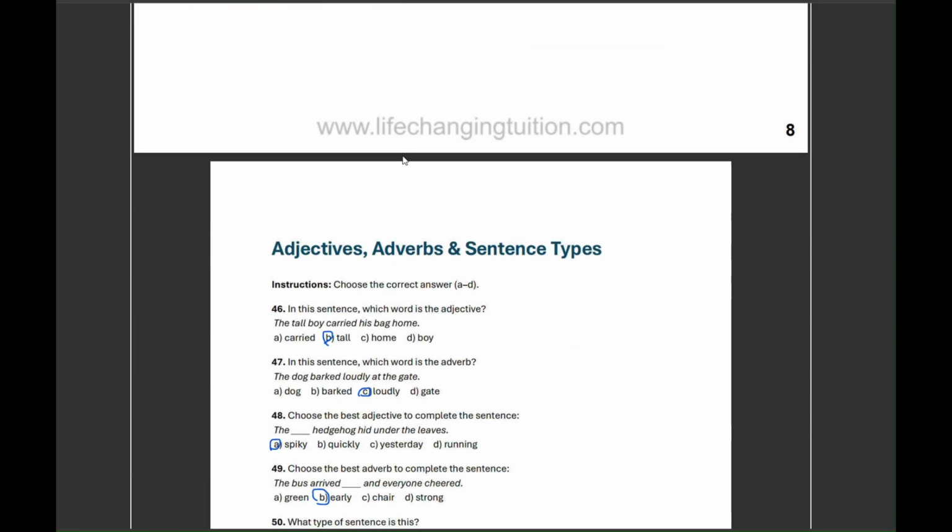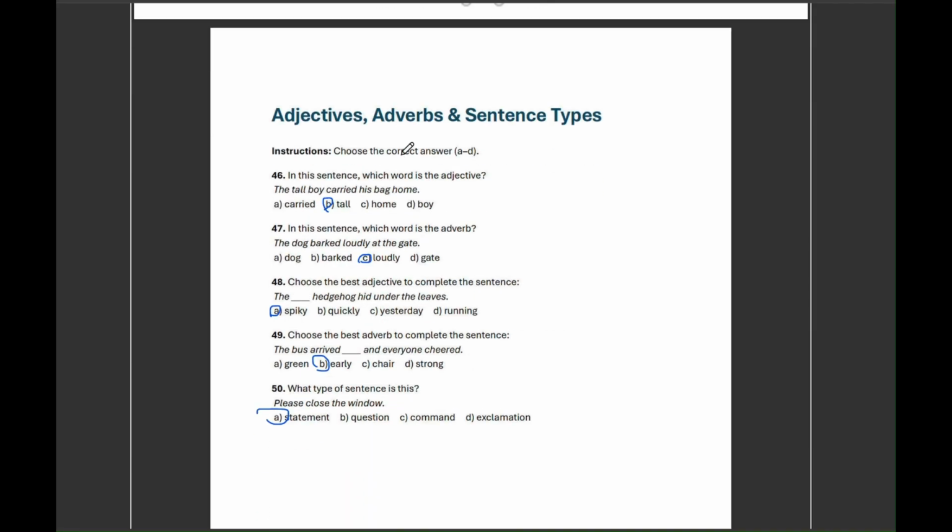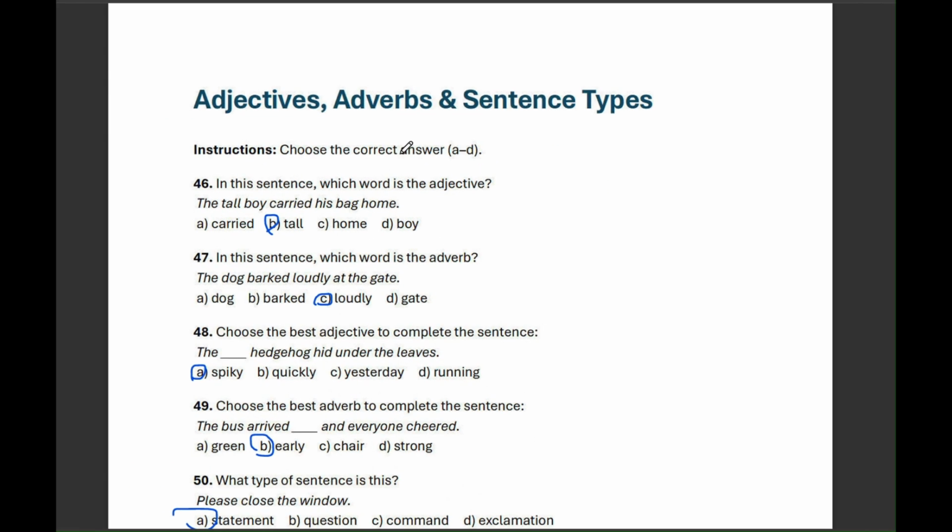Now for question 46, we're shifting gears to adjectives. The sentence is, "The tall boy carried his bag home." The question asks which word is the adjective. The choices are A, carried, B, tall, C, home, D, boy.